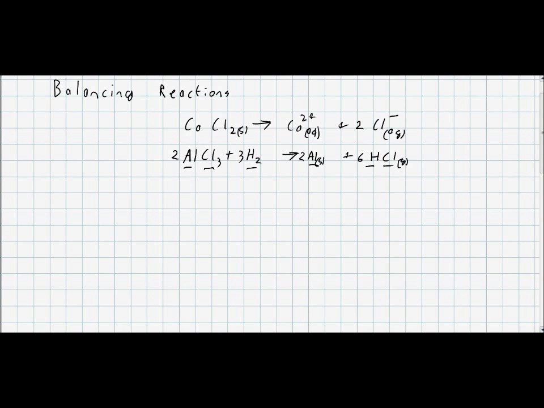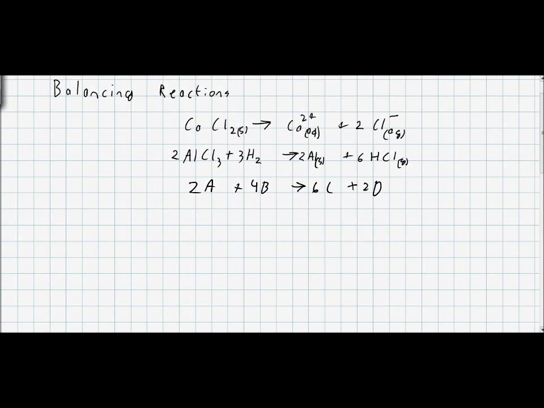Now we're going to go over a basic writing of these charges. So we have compound A with compound B forming compound C plus compound D. Now let's say we had 2 compound A's, 4 compound B's, 6 compound C's, and 2 compound D's.